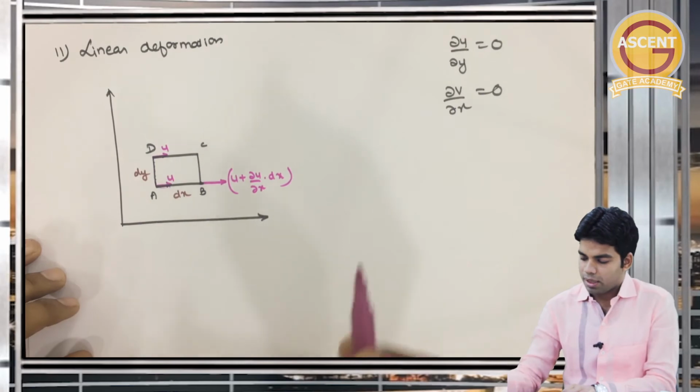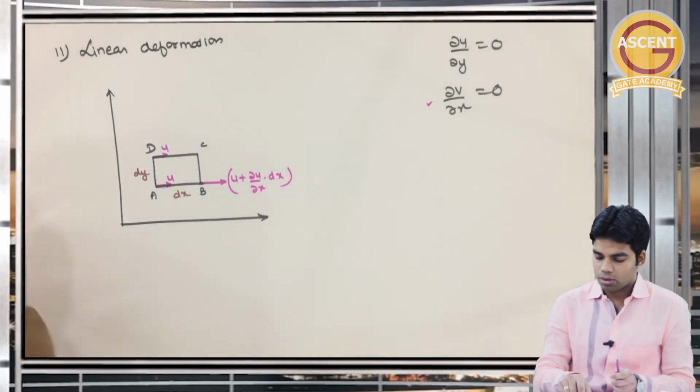Getting this now? Okay, now similarly, del v by del x is not equal to 0.